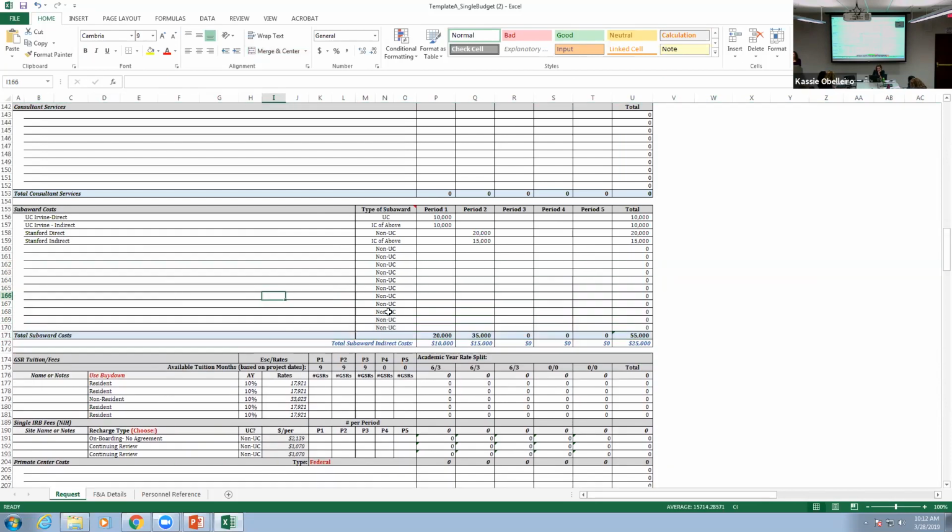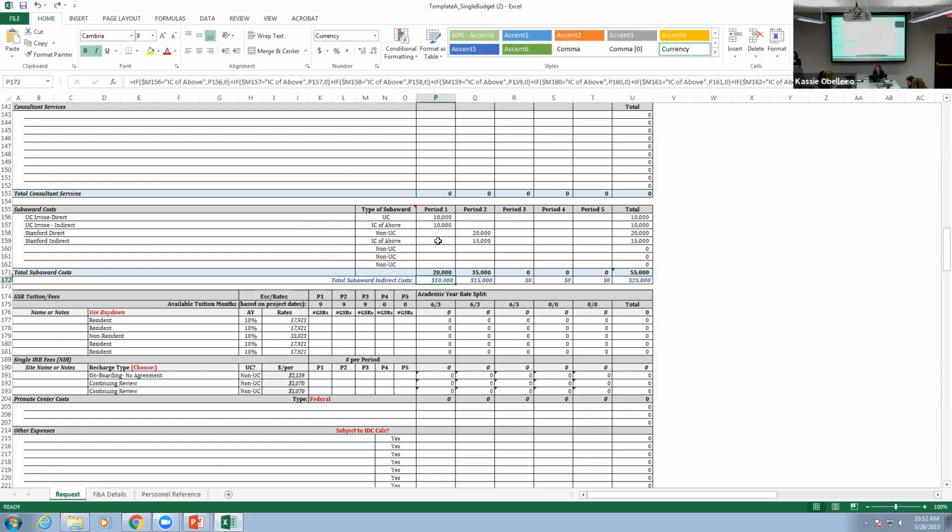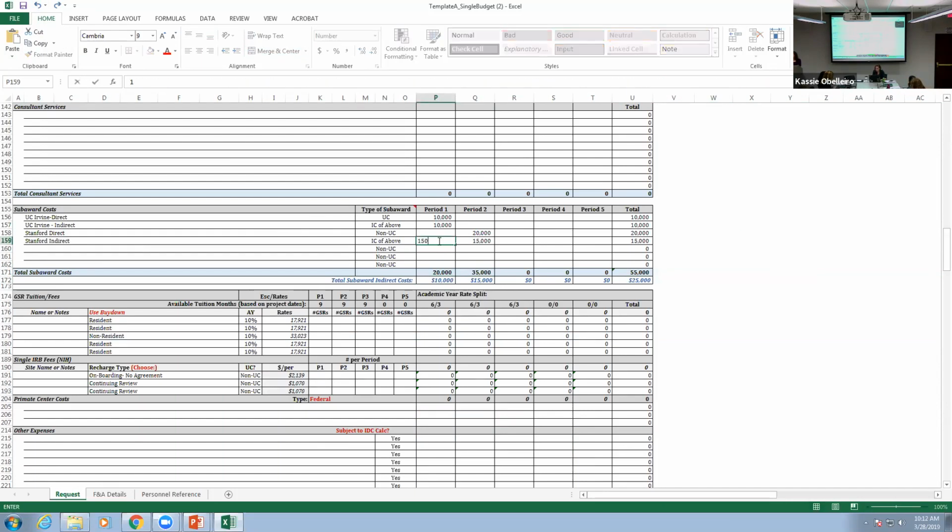Again, this is one of those sections. If you need like 18 subawards, you need to contact me. And it would add all of those together. So if I had IC above here, you'll notice then it's going to go up, right? Until the subtotal indirect costs.